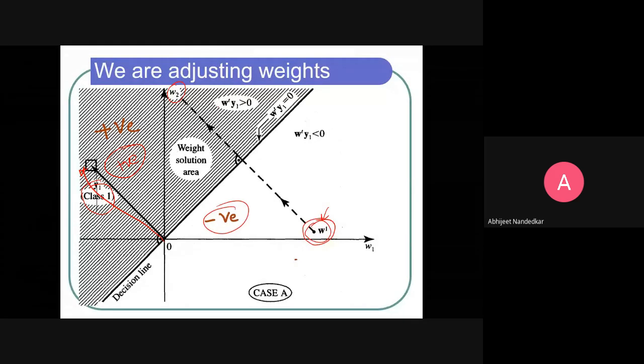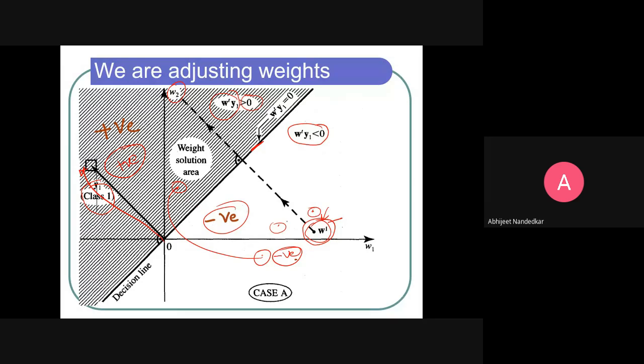Okay, so W transpose Y1 is greater than 0 for all this shaded region, and W transpose Y1 is less than 0 for the white region, and on this line it is 0. So since my input belongs to class 1, if I stand anywhere in this space, then my answer is negative. So I want to get a positive answer, so I should move from this point to this side, above this line. I can follow any path.